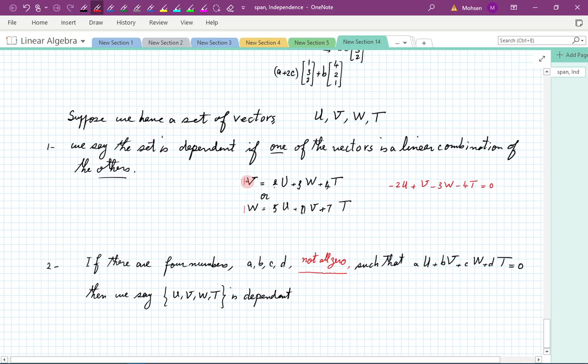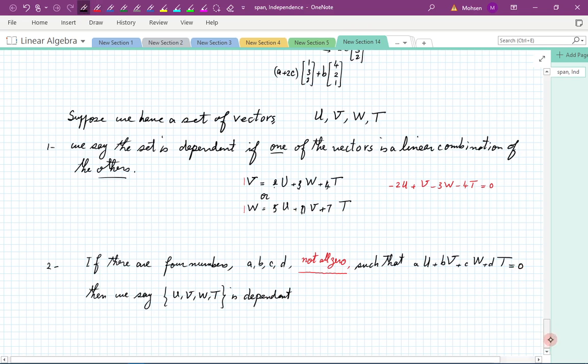We are not saying 0v is equal to 0u plus 0w plus 0t. That's a trivial statement. That's just saying 0 is equal to 0. Aside from the trivial connection, can you find a connection between these vectors? If you do find such a thing, then they are dependent. And what's the other side of the coin? If there is no A, B, C, D other than 0 that makes this thing 0, then we call the collection independent.